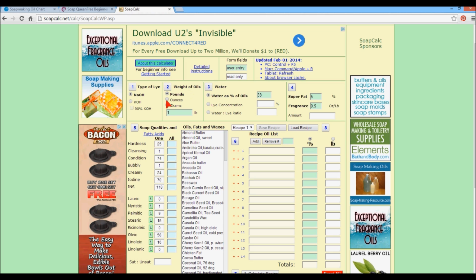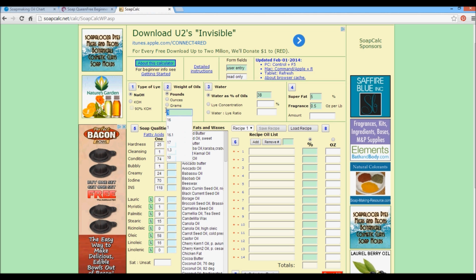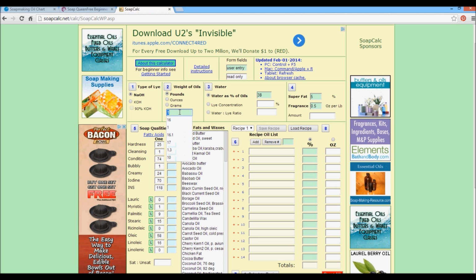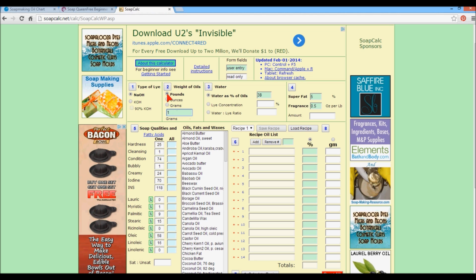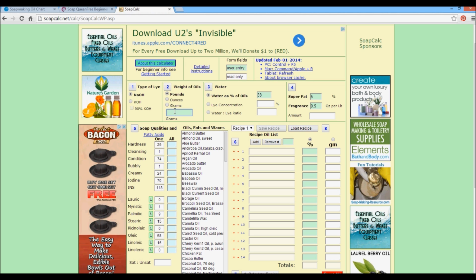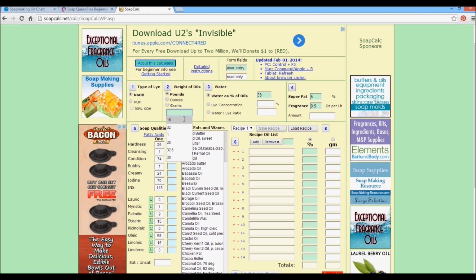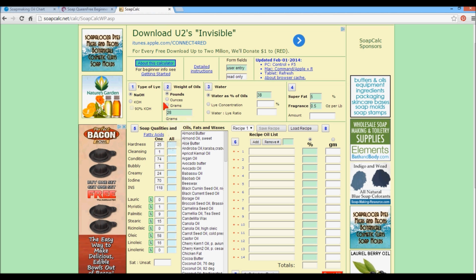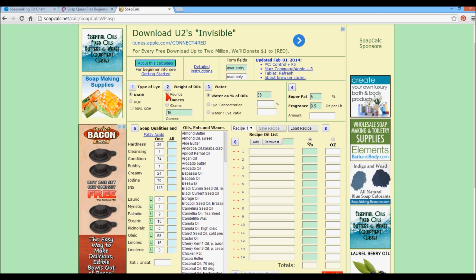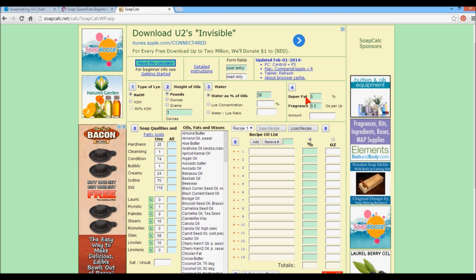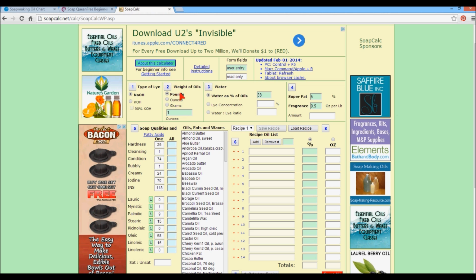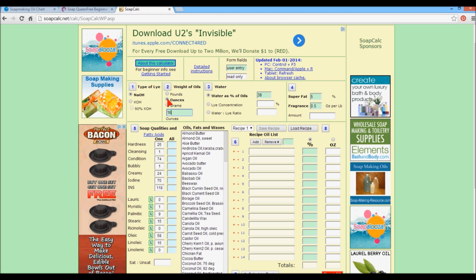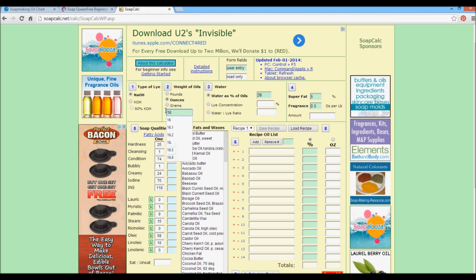I use ounces, never pounds, even if you're making 5 pounds of soap. Okay, what's going on here? Well, Soap Calc has changed in the last couple of days, and something seems to be wrong with the pounds weight of oil. That's fine because we're making small batches. We don't need big pounds anyway, so we're going to use ounces. Let's do 16 ounces. That's 1 pound of oils.